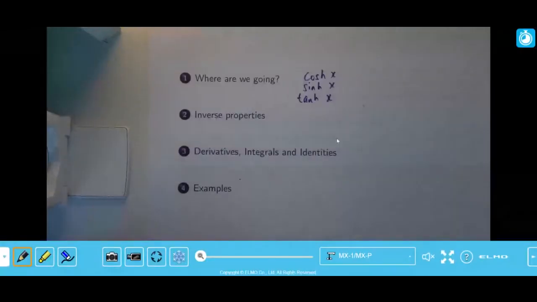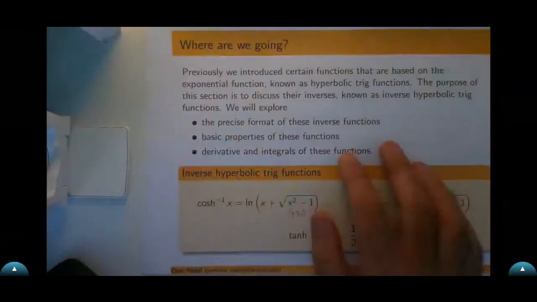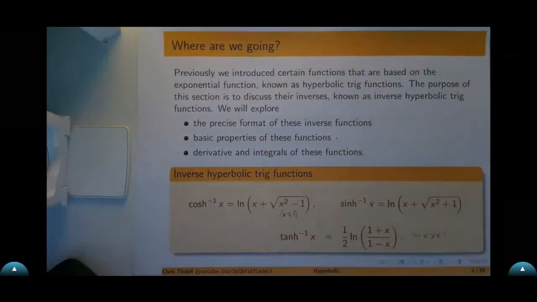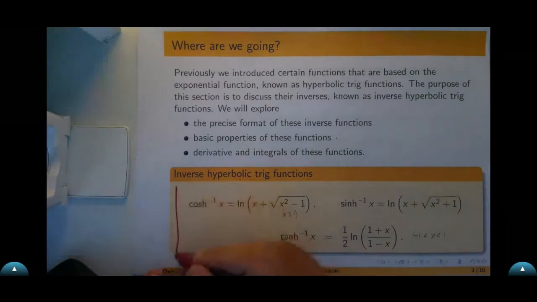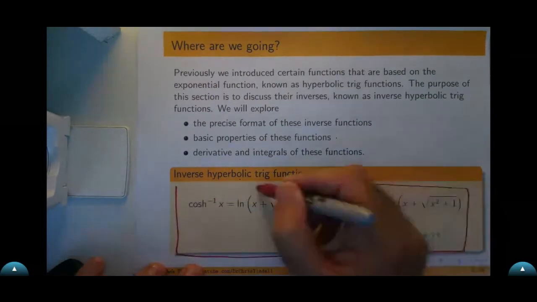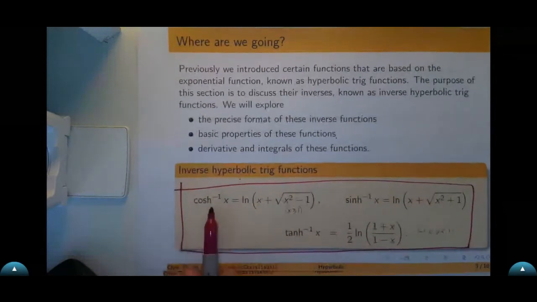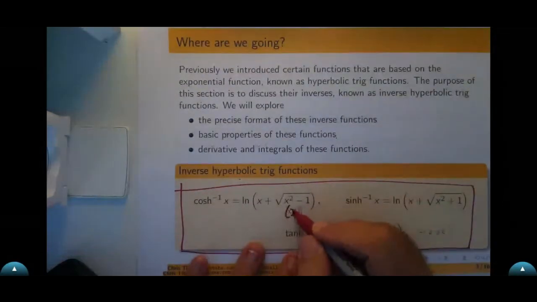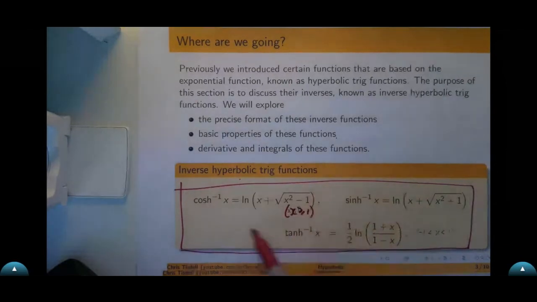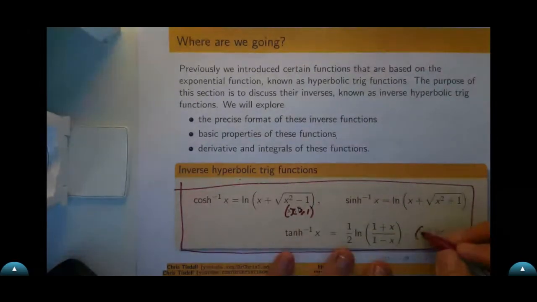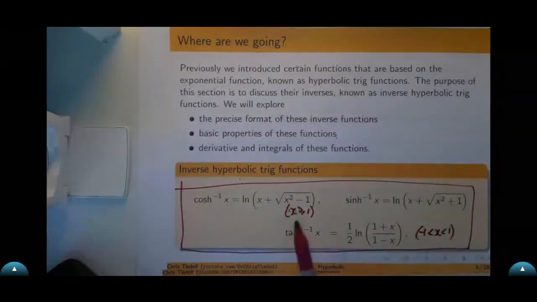Okay, so let's get into some of our notes. These are explicit representations for inverse hyperbolic cos, inverse hyperbolic sine, and inverse hyperbolic tan. Now, just a couple of things here. In these definitions, of course, in this one, we're assuming x is greater than or equal to 0. In this one, we're assuming x is between -1 and 1.